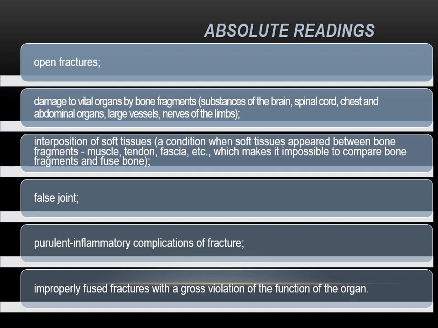Another type of fracture, or rather a complication of fractures, is the interposition of soft tissues. A condition where soft tissues appear between the bone fragments, let's say a fascia, a tendon, a muscle. In this case, such a fracture cannot heal. There will be serious adhesions with the subsequent possible development of a false joint. Therefore, in this case we need to perform surgical treatment.